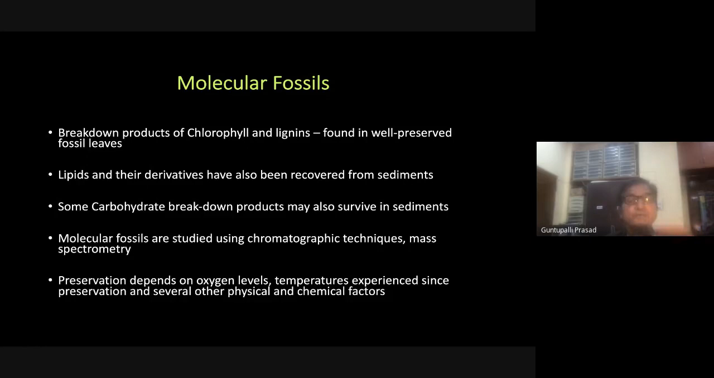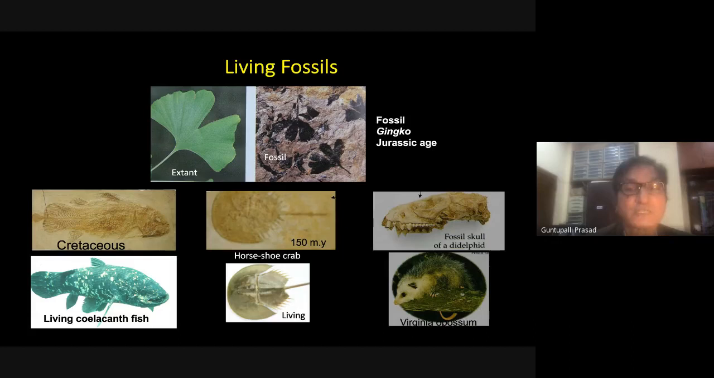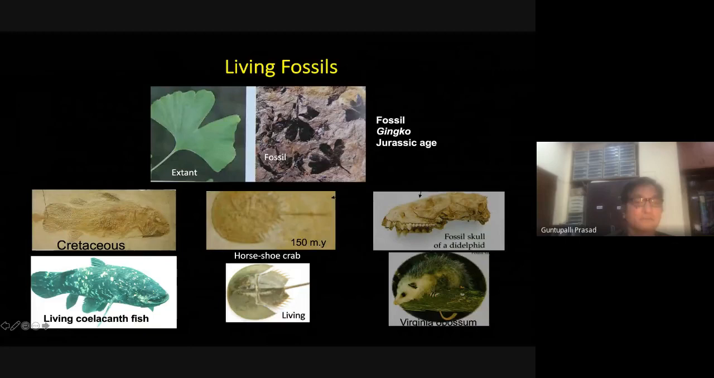Then we have the living fossils. The living fossils are those fossils which have remained almost unchanged for millions of years. For example, the ginkgo is the modern plant, and these are the extinct or fossil ginkgo, known from Jurassic age. Similarly, this is the fossil horseshoe crab, and this is the modern. And coelacanth fishes, this is the modern, and this is the fossil fish. And likewise, marsupials, like the didelphid marsupials, almost remain unchanged, so they are generally known as living fossils.